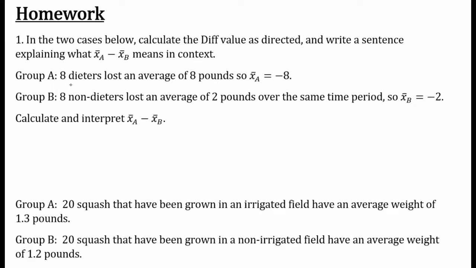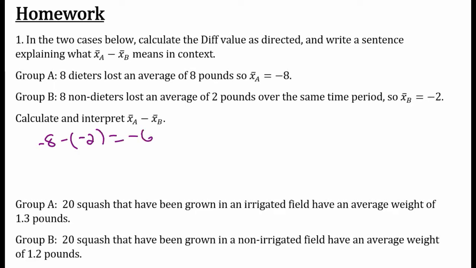Group A, 8 dieters lost an average of 8 pounds, so X bar, the sample mean of A is negative 8. And B, 8 dieters lost an average of 2 pounds over the same time period, so the sample mean of B is negative 2. Calculate and interpret X bar of A, so negative 8, minus X bar of B, minus 2. Negative 8 plus 2 is negative 6.